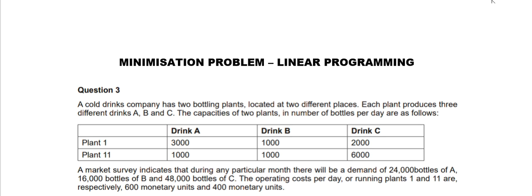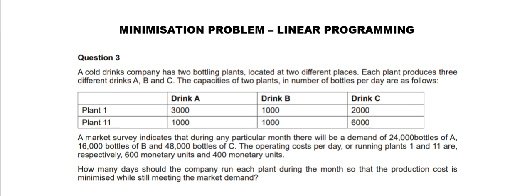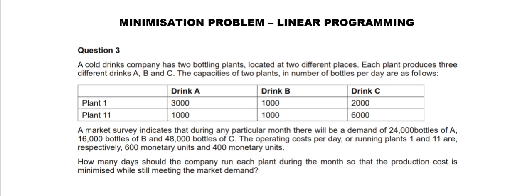A market survey indicates that during any particular month, there will be a demand of 24,000 bottles of A, 16,000 bottles of B, and 48,000 bottles of C. The operating costs per day for running plants 1 and 2 are respectively 600 monetary units and 400 monetary units. That's for plant 1 and plant 2. How many days should the company run each plant during the month so that the production cost is minimized while still meeting the market demand?